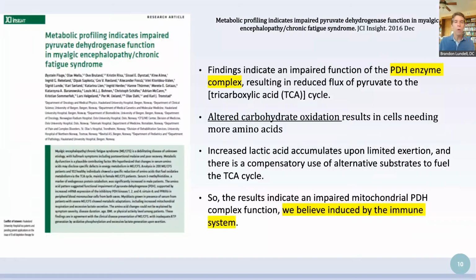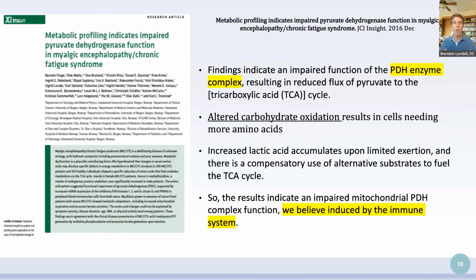So what is this rise in autoimmune? This is a great study that put a lot of it together: metabolic profiling indicates impaired pyruvate dehydrogenase function in chronic fatigue syndrome. What does that mean? They looked at people with chronic fatigue syndrome, myalgic encephalomyelitis. It is an autoimmune reaction against certain enzymes within the Krebs cycle, the TCA cycle.